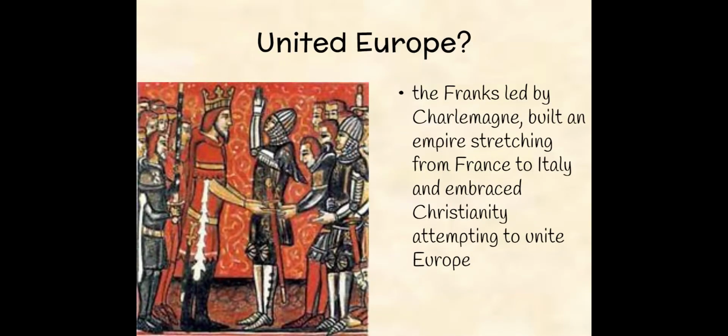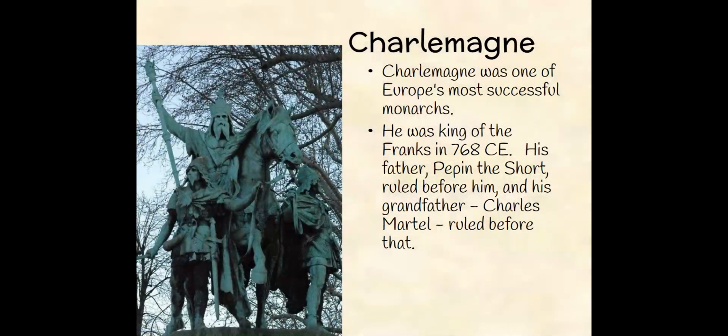Right. United in Europe. The Franks were led by Charlemagne, and he built an empire stretching from France to Italy and embraced Christianity and attempted to unite Europe. Okay, so to talk about Charlemagne a little bit. The Middle Ages began when the Roman Empire collapsed in 476 CE, and after several groups, including the Franks, had invaded it, the king of the Franks, Charlemagne, took control of Western Europe in 768 CE and united it for the next 50 years.